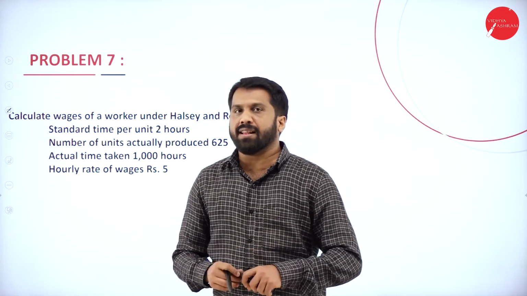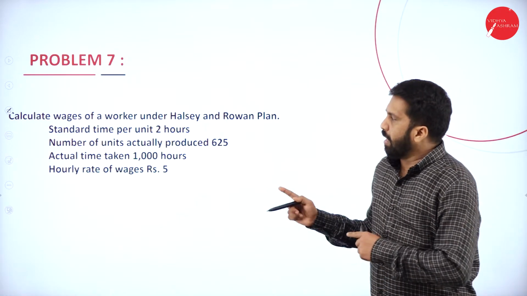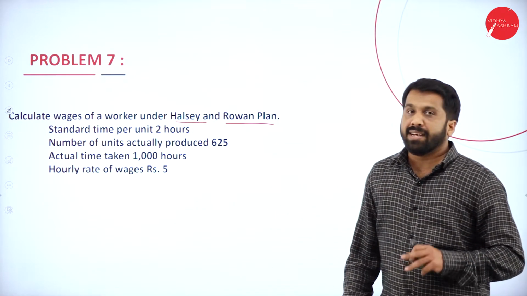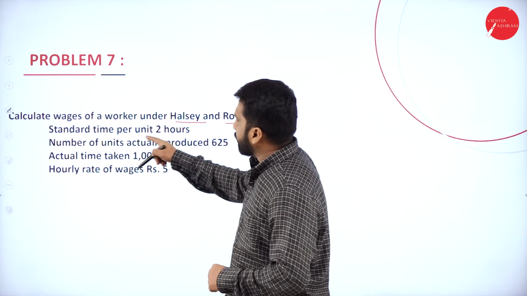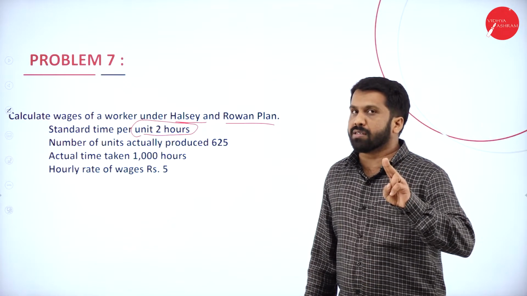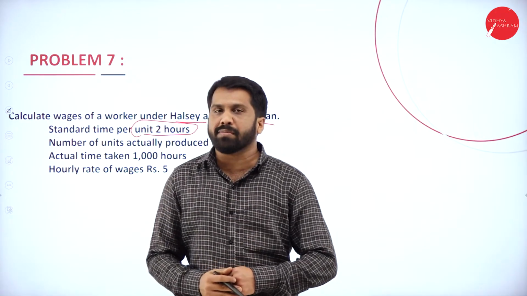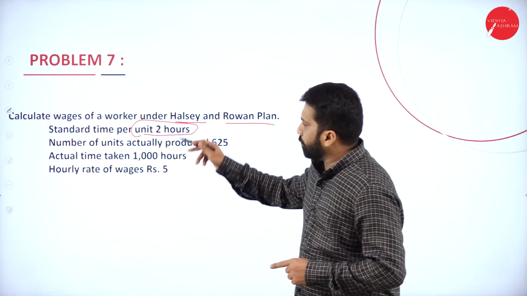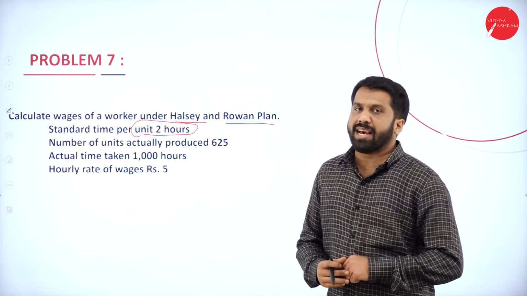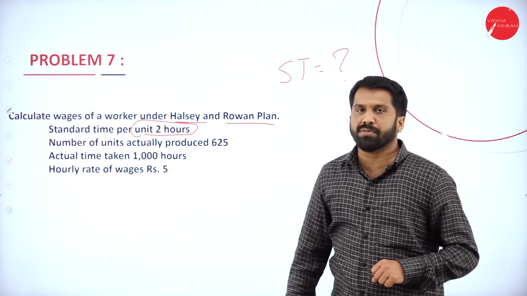Hope you understood. Later I'll come back and I'll give you time for screenshot. Now, problem number 7. Under this, calculate wage of worker under Halsey as well as Rowan plan. In this, your standard time per unit is 2 hours. Per unit, how many hours you are taking? 2 hours. If this kind of information is given, it means standard time is not mentioned. Remember, if this information is given, standard time is not given. We are supposed to calculate it.